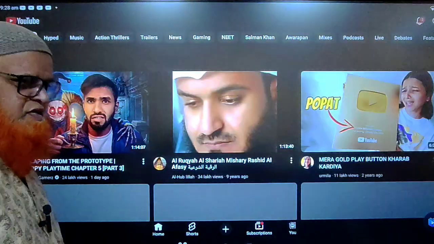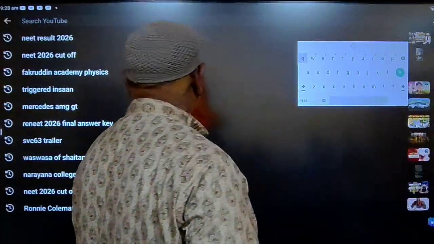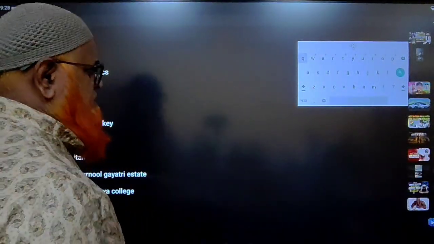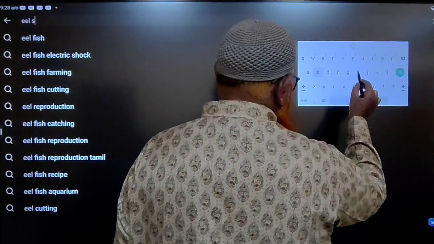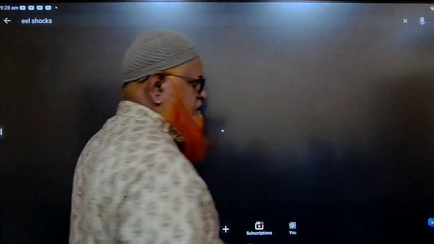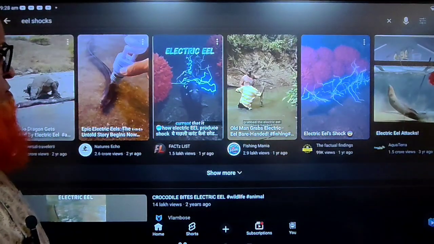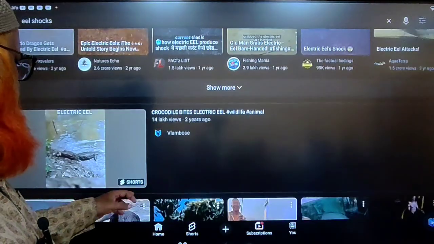First of all, try to understand that electric eel is present in Amazon forest. Okay, and this is producing electric shocks. Understood? It can kill even a crocodile by its biological cells present in its body. Okay, so you can just see how this is going to behave.